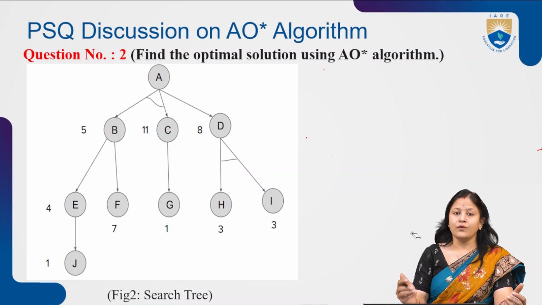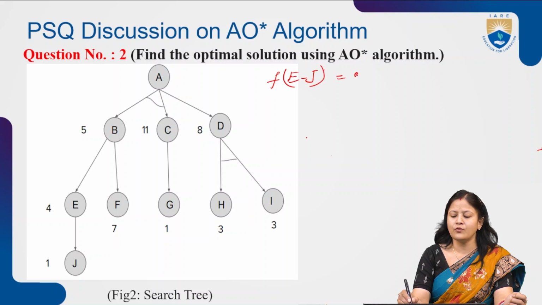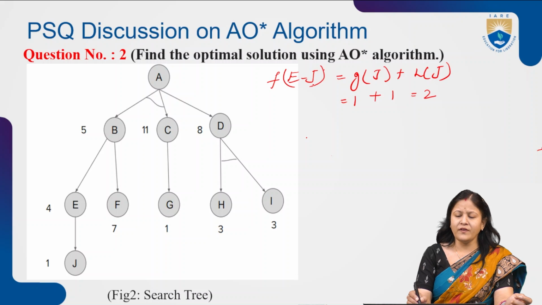Let us do that. Okay, now explore E to J. F of E to J, because E is having one child, F of E to J is equal to G of J plus H of J. What is G of J? G of J is equal to 1, meaning the distance between E and J is 1. That is called the actual cost from E to J, and the heuristic value of J is 1. So 1 plus 1 is 2. But F of EJ means we are calculating the cost of E node. Previously the cost of E was given as 4. Now let us change it to 2.